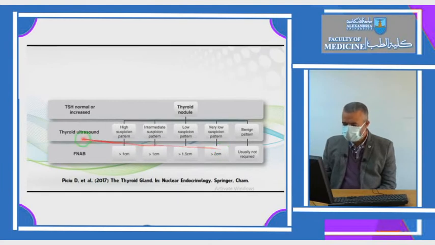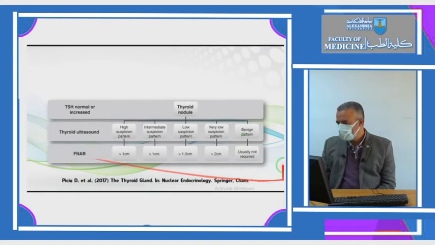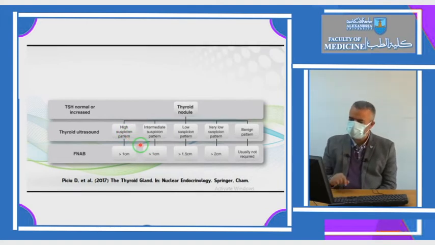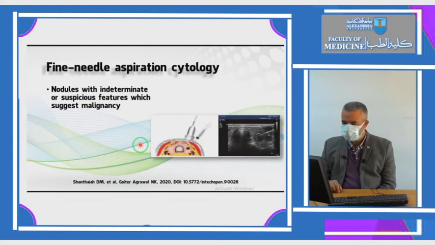And according to classifying the thyroid nodule into these categories of risk, we are going to perform fine needle aspiration cytology in certain indications. The benign pattern does not require fine needle aspiration cytology. For very low suspicion, this requires fine needle aspiration cytology only if it exceeds 2 centimeters in diameter. For the low suspicion, only if it exceeds 1.5 centimeters. For the intermediate suspicion, only if it exceeds 1 centimeter. And for the high suspicion, only if it exceeds 1 centimeter. Accordingly, the next step would be fine needle aspiration cytology.